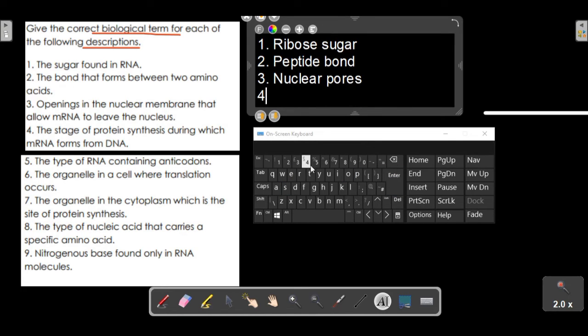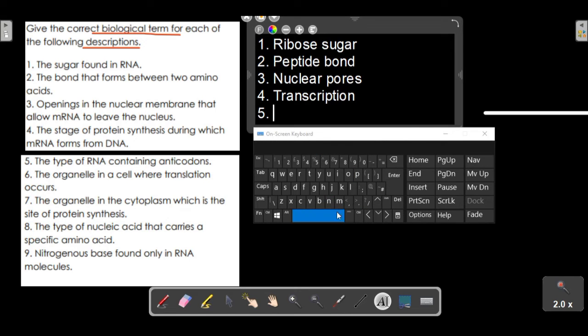Then question number four: the stage of protein synthesis during which mRNA forms from DNA. That's the first stage, guys, where we are forming mRNA. We said that is transcription. I hope you did find some connection between the analogy I was making and the phase, of course. Number five says the type of RNA containing anticodons. That's tRNA.